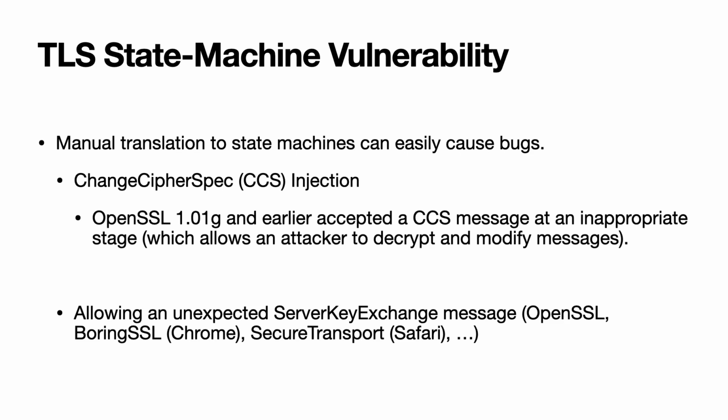Such hand-written state machines can easily cause bugs. Change Cipher Spec injection is famous. Old versions of OpenSSL accepted a message called Change Cipher Spec at an inappropriate stage in the state machine, and that can allow an attacker to decrypt and modify messages. After that vulnerability was revealed, people found that actually many TLS implementations have state machine bugs like allowing unexpected messages.